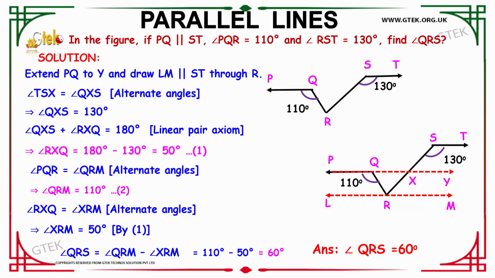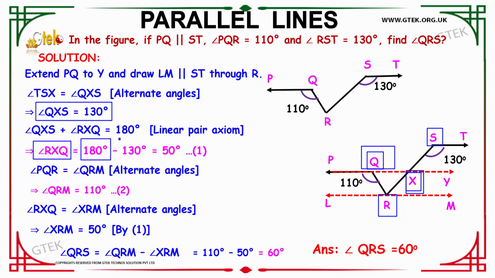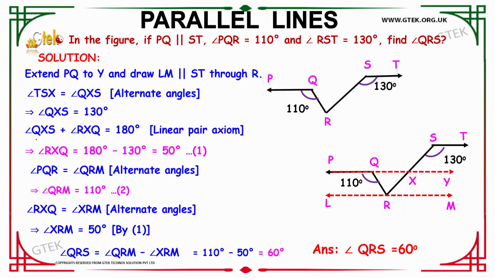Angle QXS plus angle RXQ, if you sum up, is 180 degrees as per the linear pair axiom concept. From this we can find out the angle RXQ. By keeping 180 degrees and substituting the value of QXS, which is 130 degrees, we get the angle RXQ as 50 degrees.